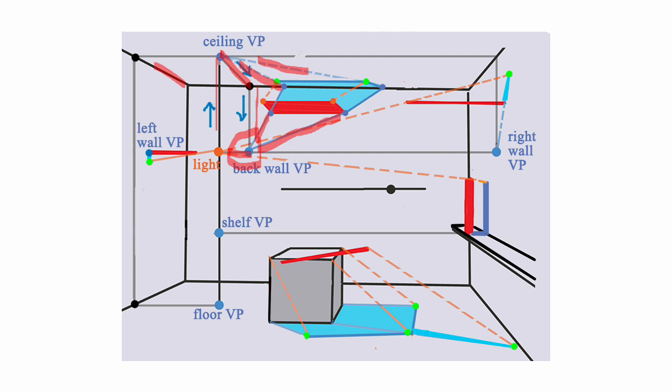Now, how do you get the shadow on this shelf? You draw a line from the shelf to the vertical reference line that contains the light and the floor vanishing point. And you can use this shelf vanishing point for any objects on this shelf.